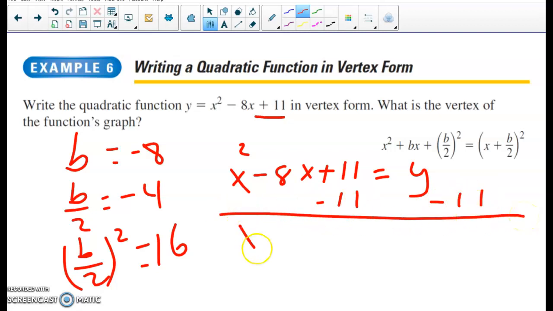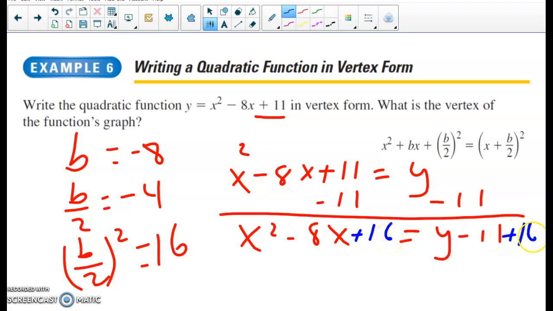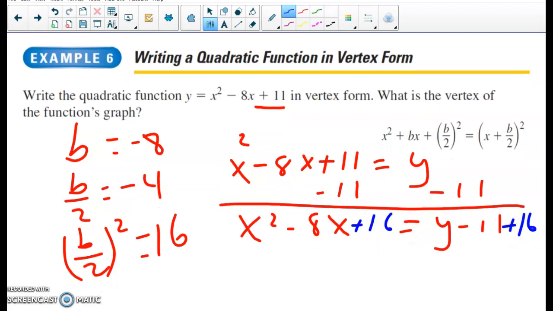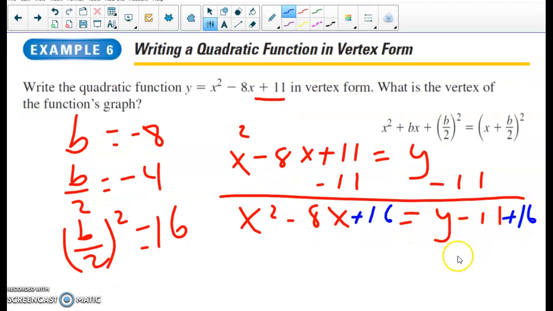So on this side, I have x squared minus 8x, and there's a space now there. And over here, I have y minus 11. Okay, I'm going to stick that 16 in there so I have a perfect trinomial. Plus 16, and I'm going to put the 16 over here because I'm balancing my equation. Just what we did before. The only difference is this odd looking y on this side of the equation because it's a parabola. It's not an equation that we're looking to solve.